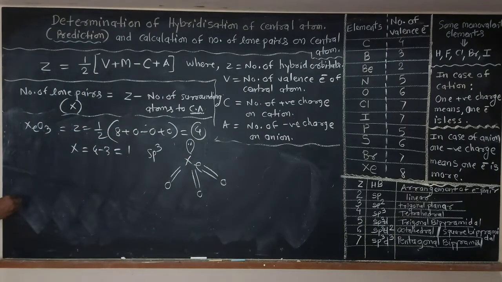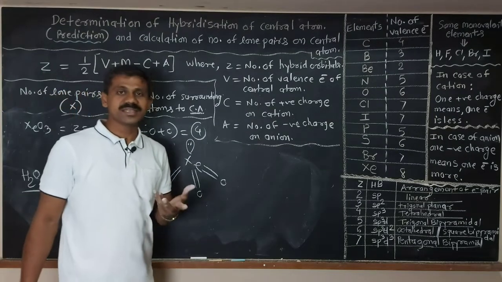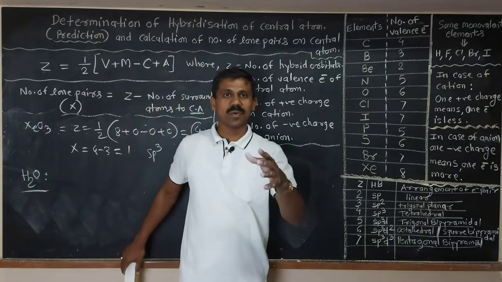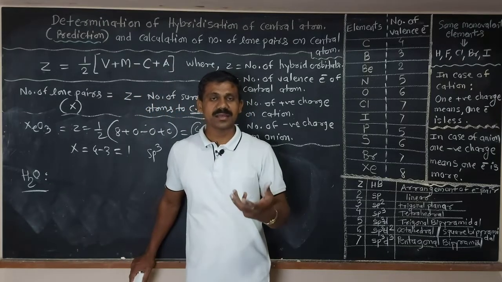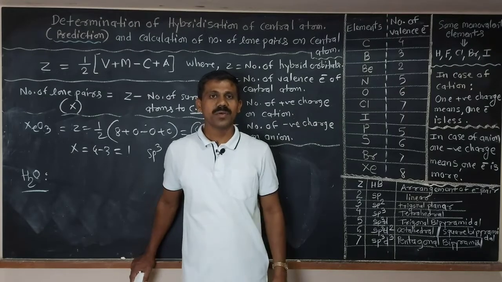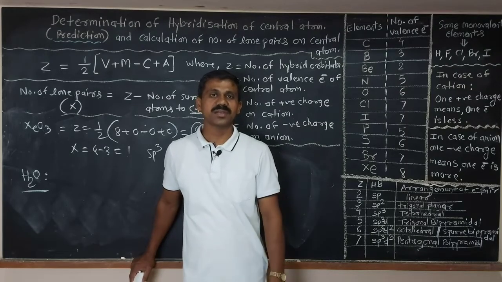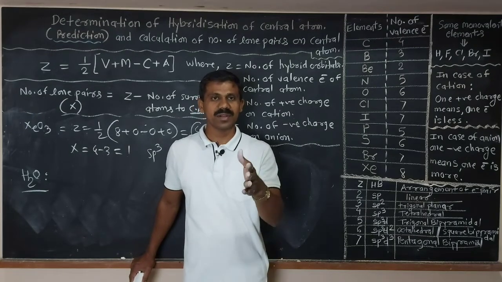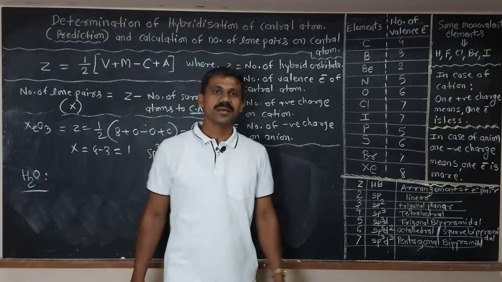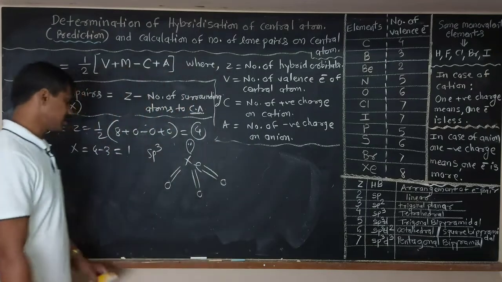Next one, H2O. It is a very well-known example, you will know about it. Hybridization of the central atom. Which is the central atom? If you want to know about the central atom, how symmetries are there, then you must watch the video regarding Lewis dot structures in our channel, in the playlist chemical bonding.